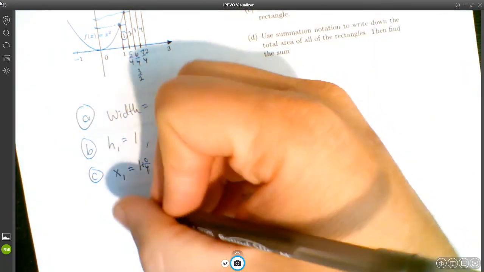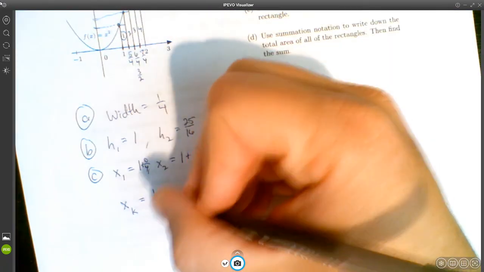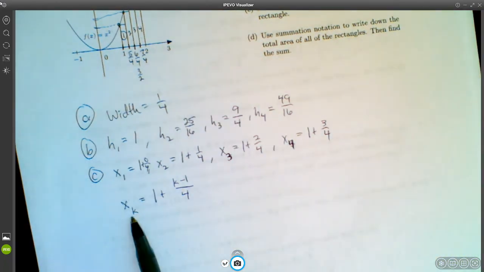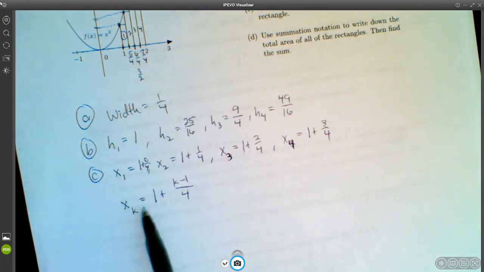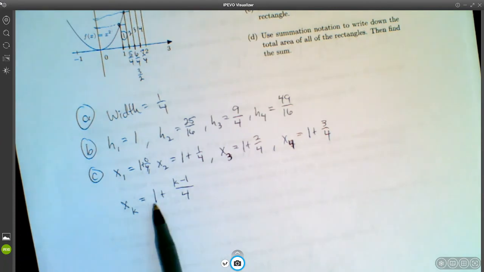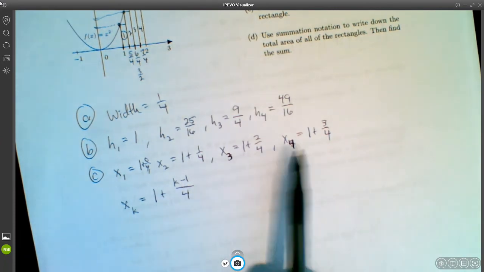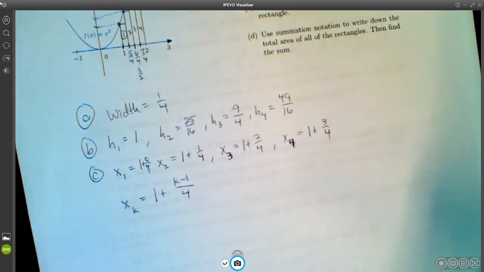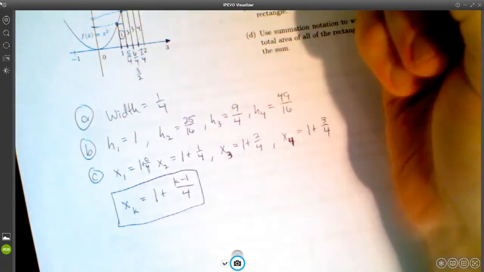So notice then, in general, x sub k is going to be 1 plus k minus 1 over 4, right? So when k is 1, we get 1 plus 0/4. When k is 2, we get 1 plus 1/4. When k is 3, we get 1 plus 3 minus 1 is 2, 2/4, right? And when k is 4, we get 1 plus 4 minus 1 is 3/4. Okay, so there we go. So there's x sub k. It's 1 plus k minus 1 over 4.